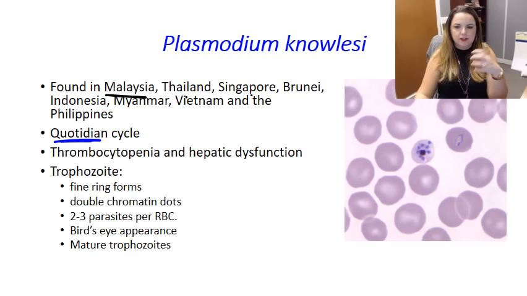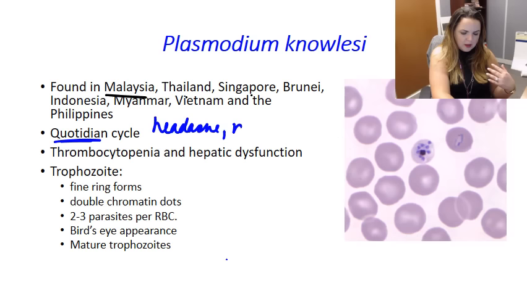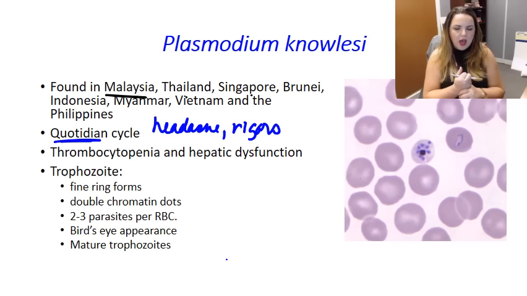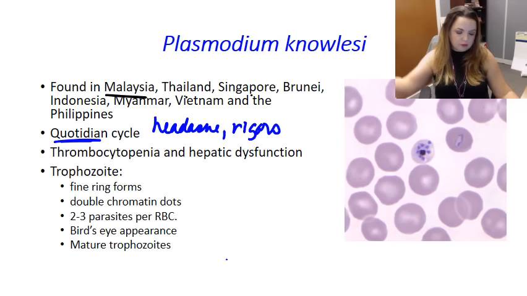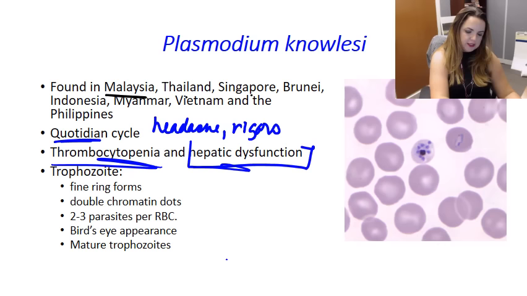In this case, the other symptoms that we might expect to see are things like headache, rigors, malaise, and you're still going to have that abdominal pain, some gastrointestinal upset. You can also have breathlessness and productive cough, tachypnea, pyrexia, tachycardia. All of these things are associated with P. knowlesi. And then additionally, as the disease progresses, we see thrombocytopenia and hepatic dysfunction. And the hepatic dysfunction is pretty easy to understand because remember we have that liver stage of disease.